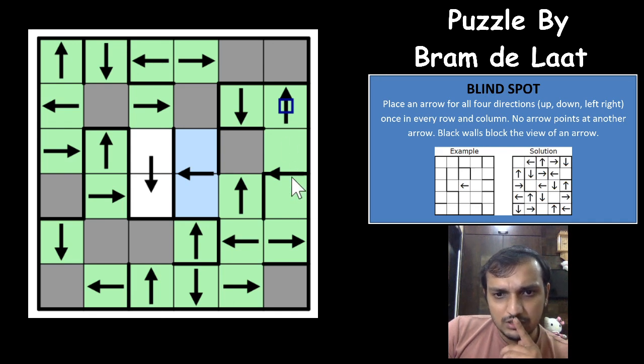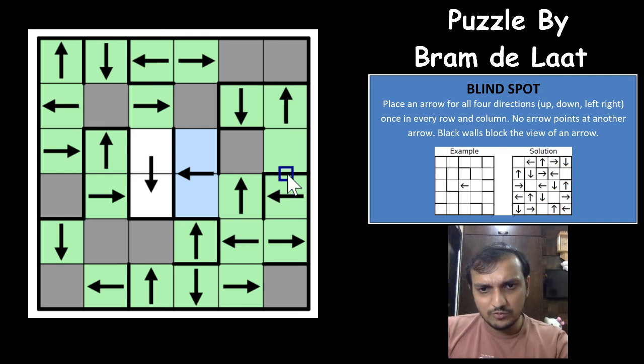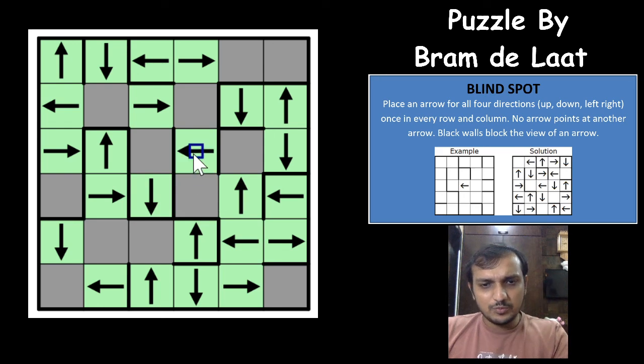And you need the lower and the right arrow. This cannot be the lower arrow, so this would have to be the right arrow, and this would have to be the lower arrow. That gives you this as the lower arrow, and this is gone. And so which means that this would have to be the right arrow.